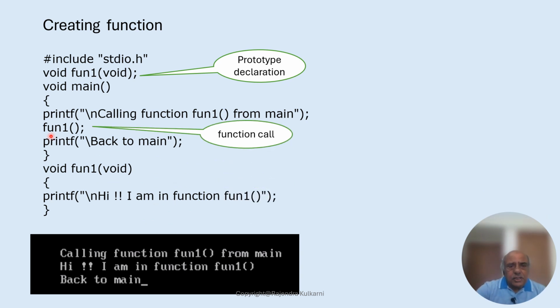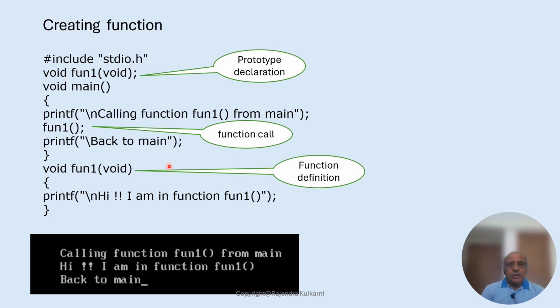This fun1 here, fun1 and semicolon, is called a function call. So we are calling this function from the main. And void fun1 void, again the same statement we have written here, is called function definition. Function definition means the code which we want that function to execute in our program.